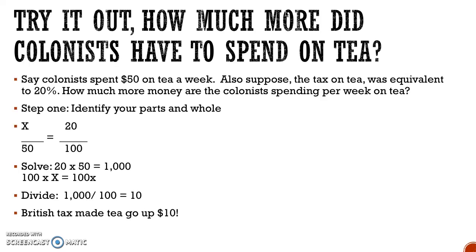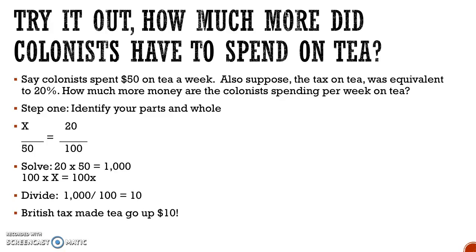So step 1, identify your parts and whole. So x is our part because we're not sure how much tax is going to be on the $50. 50 is our total amount, so that goes on the whole part of the first part of the proportion. 20 is our tax, which goes at the part of that second part of the proportion. 100 is the total percentage.